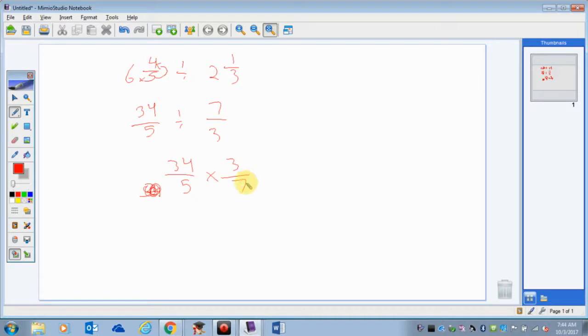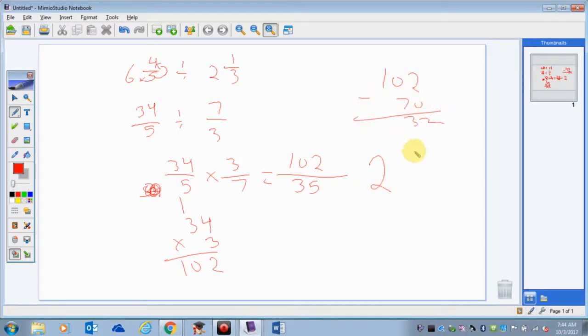Looking at it, I still can't do any type of cross reduction on either one of these. So now I'm going to multiply. I know what 5 times 7 is. It's 35. It's one of my math facts. But 34 times 3 I need to work out. 4 times 3 is 12. Carry my 1. 3 times 3 is 9. Plus 1 is 10. So 102 over 35. 35 will go into 102 2 times. 2 times 35 is 70. So 102 minus 70 is going to give me 32. So it's going to be 2 and 32 over 35.